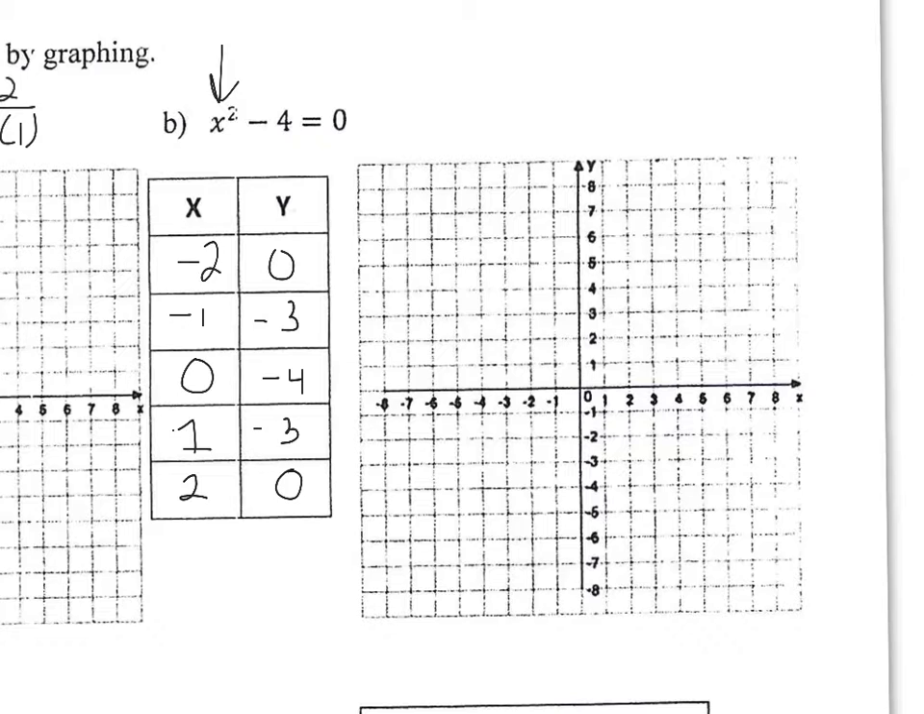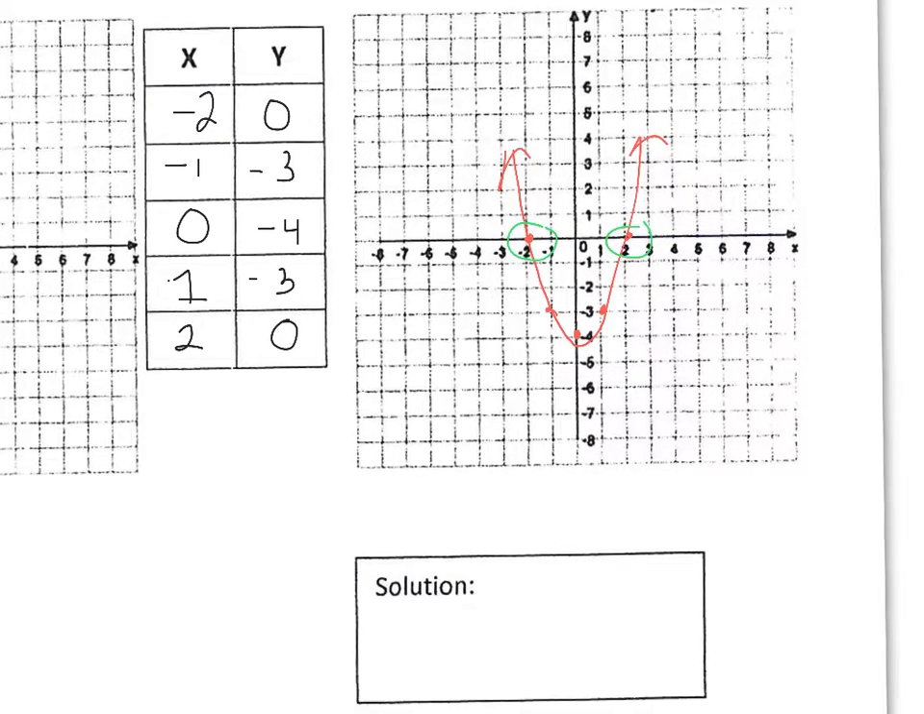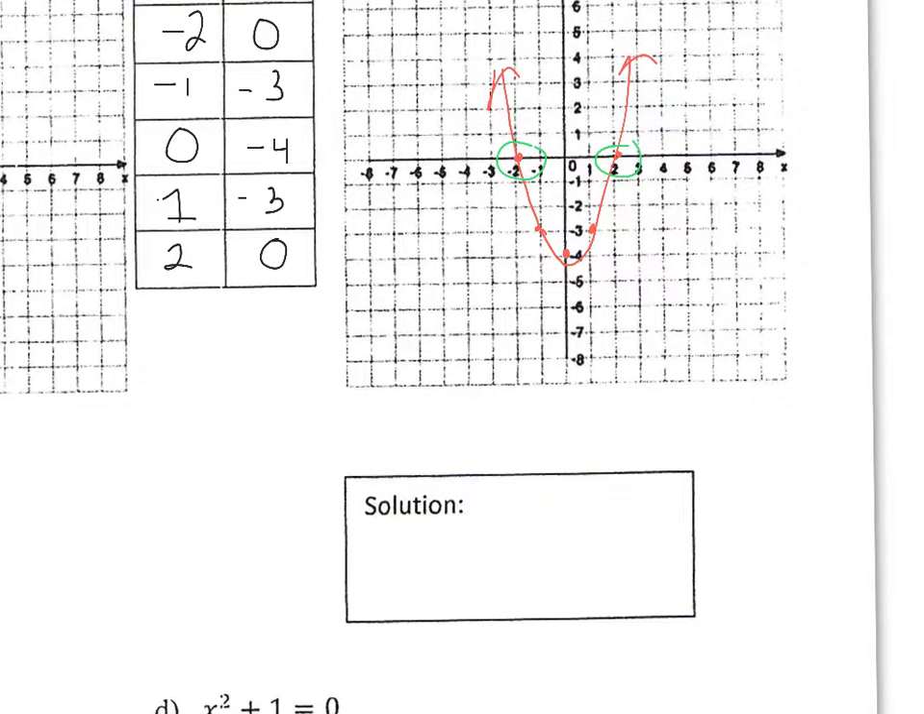So I plot my parabola: negative 2, 0; negative 1, negative 3; 0, negative 4; 1, negative 3; 2, 0. So my parabola looks like this. And my solutions are the x-intercepts. So there's two places where it crosses. It crosses at x equals negative 2 and 2.